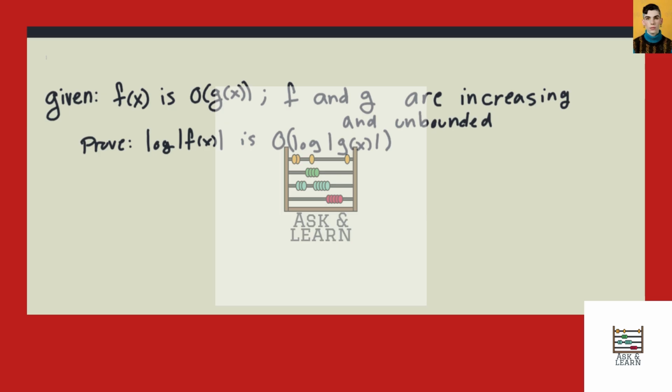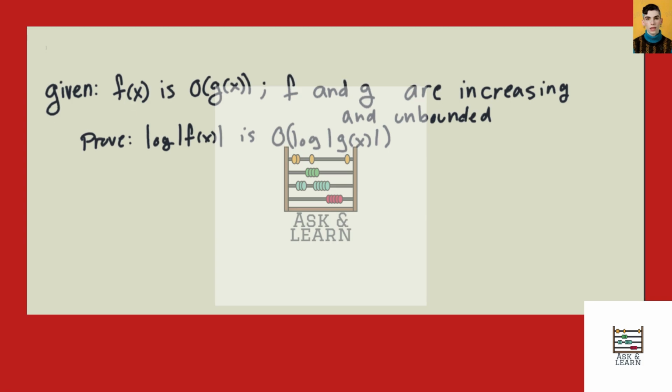All right, so here we're given that f is big O of g, and that f and g are increasing and unbounded. And we want to prove that log of f is big O log of g. So just by definition of big O, we know that the absolute value of f is going to be less than or equal to some constant c times the absolute value of g whenever x is greater than some k, which we'll call k1.